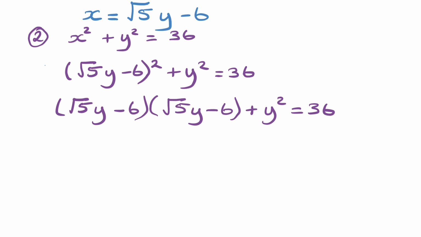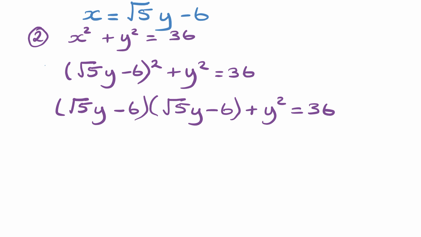And then here what we're going to do is use the FOIL method. So we'll multiply the firsts, then the outside, then the inside, and then we'll do the last. If you're unaware of the FOIL method or you need a recap, I have got another video, so I'll link it at the end for you.